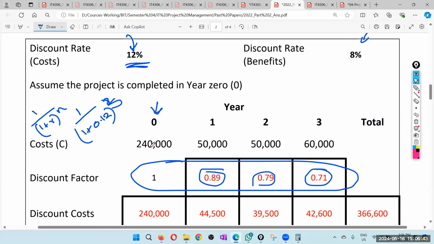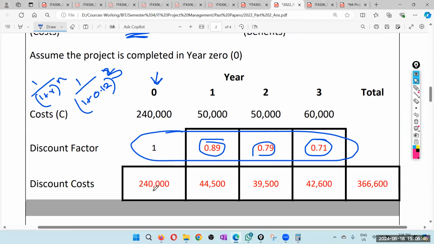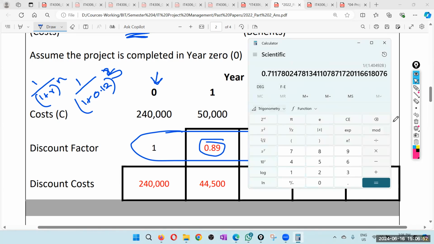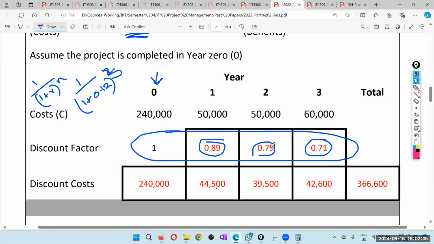Now you need to multiply this value by this. Of course, that is same. Then 50,000 by 0.89. Say 50,000 by 0.89 discount factor, which is 44,500 and so on. So this 50,000 by 0.79. So that means this 50,000 cost after 1 year is something like right now costs 44,500.